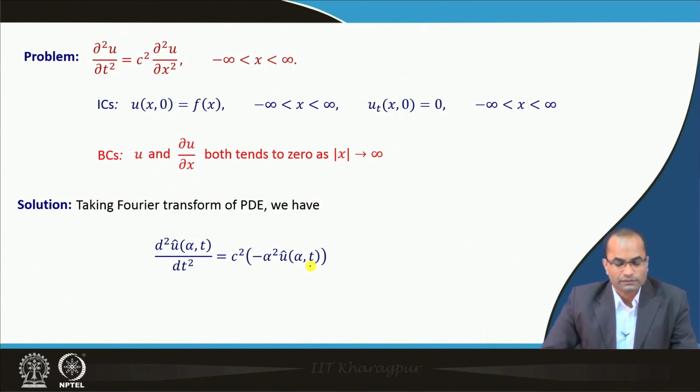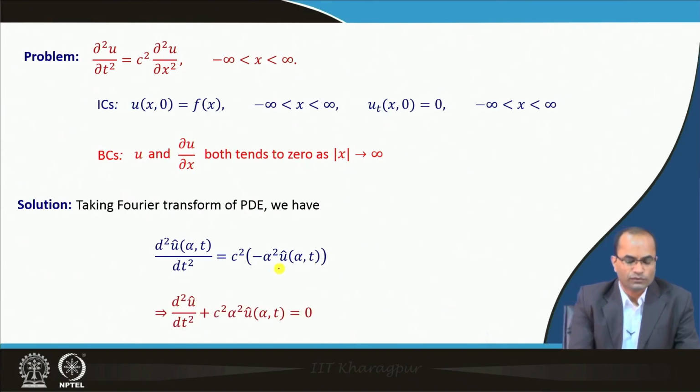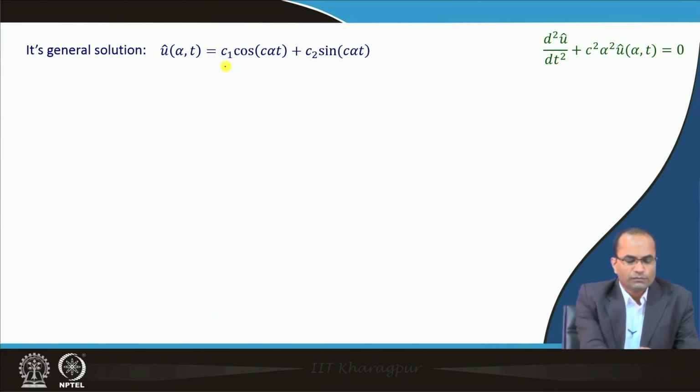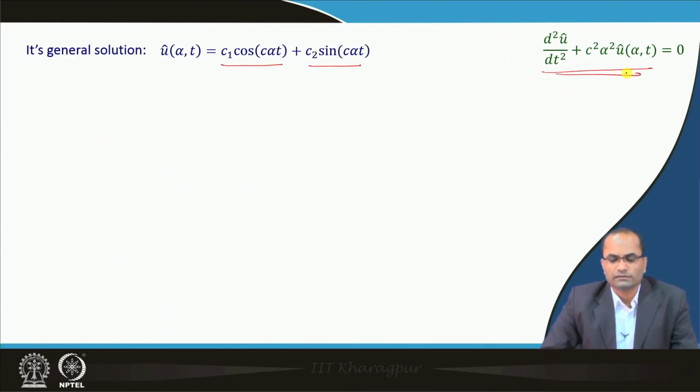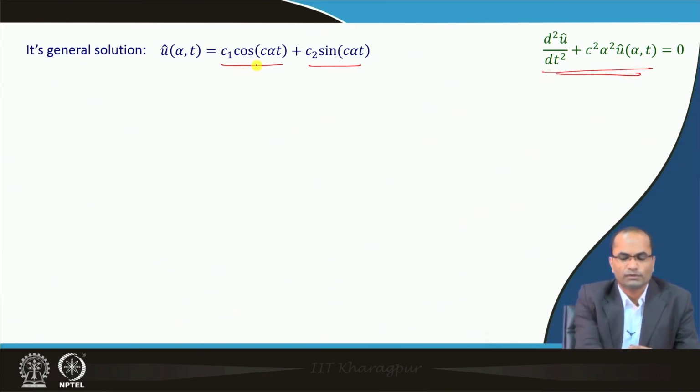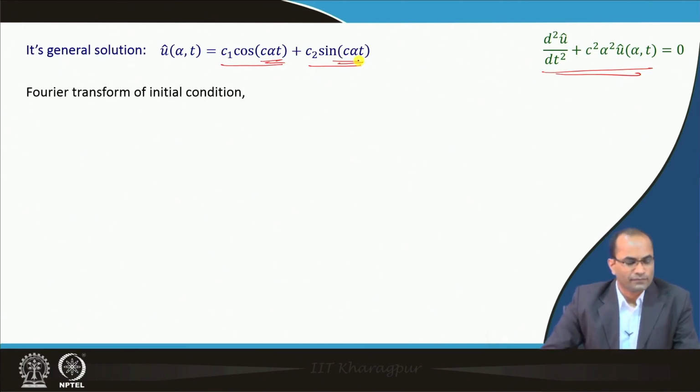So, from the partial differential equation we got an ordinary differential equation, which is much easier to solve for this u hat. This can be solved easily, and its solution will be c 1 cos c alpha t plus c 2 sin c alpha t, because this is a second order linear differential equation with constant coefficients. We know the solution, this is the complementary function.